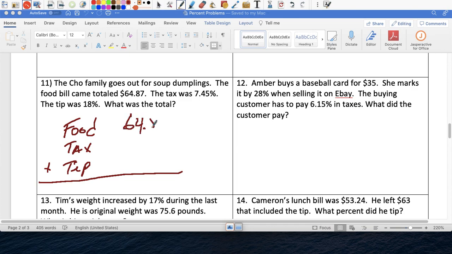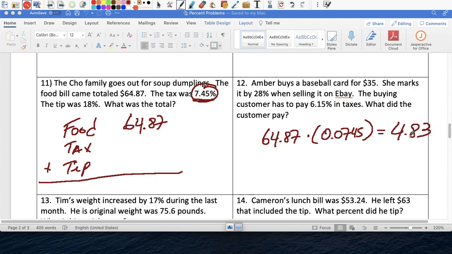So food was 64.87. Now in this case, I want to know what 7.45% is. So 64.87 times, and I'm actually going to multiply by this, moving the decimal 2 over, 0.0745. That's actually going to give me the amount of tax that's going to be charged. 64.87 times 0.0745 gives me, rounded, 4.83. So this is how much tax I'm being charged.